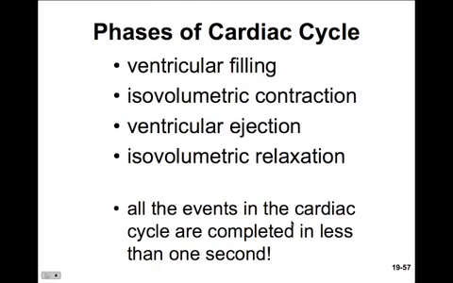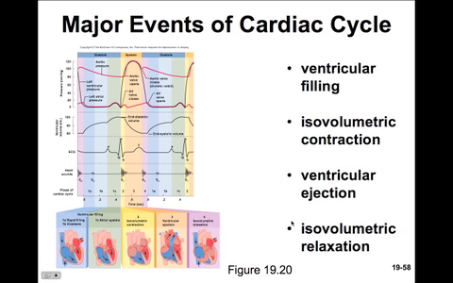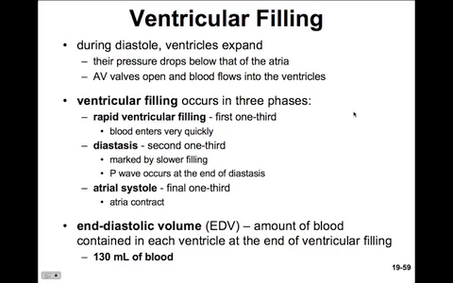Now, when we go into the cardiac cycle, it's going to be broken into 4 phases: ventricular filling, isovolumetric contraction, ventricular ejection, and then isovolumetric relaxation. All of these events are completed in less than 1 second. The figure on the left will be a great guide for you learning the major events of this cardiac cycle. Let's begin by looking at ventricular filling.